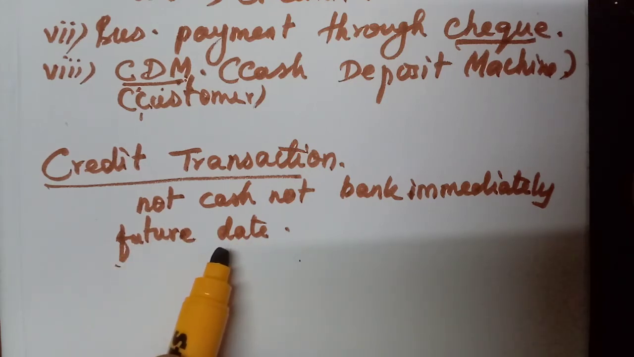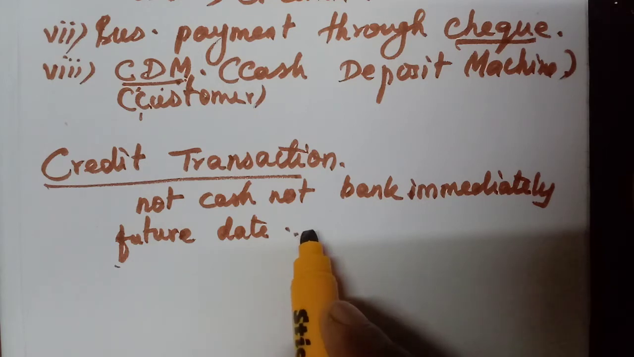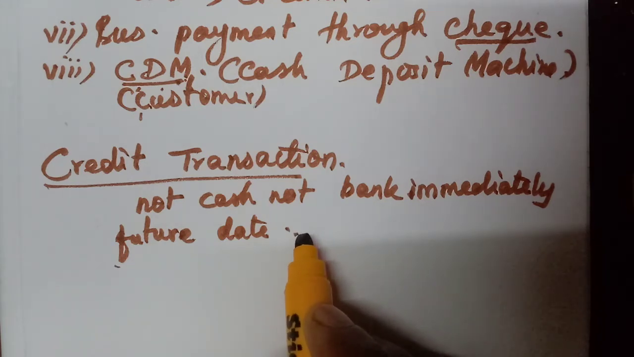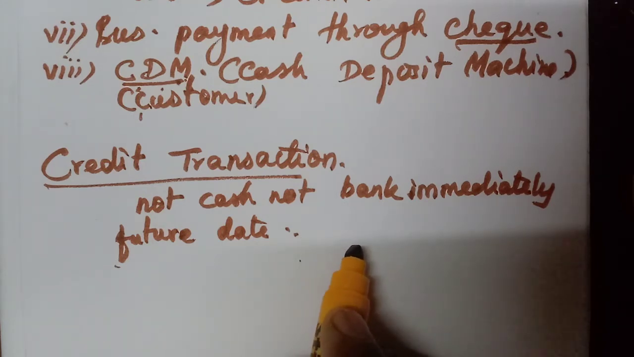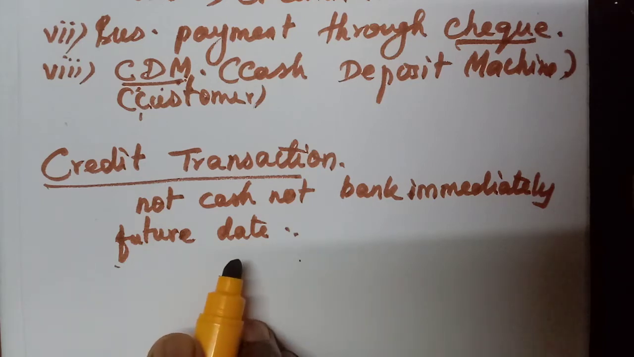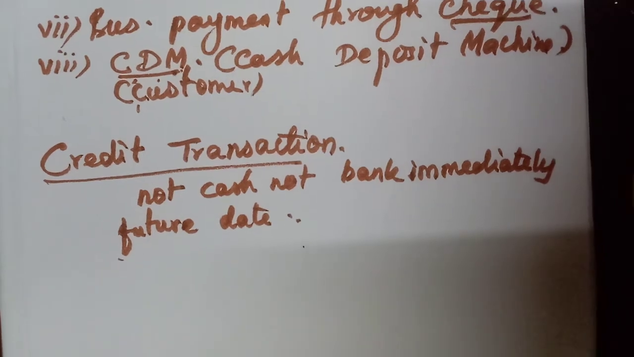But the settlement will be on a future date, which will be specified, a predetermined date. For example, we are purchasing goods on credit. We may purchase the goods, but the payment will be made after 1 month, or after 2 months, even after 3 months. That is a credit transaction, but the payment must be made within a stipulated time period. Understood? These are all three transactions, then the advantages of the double entry system.